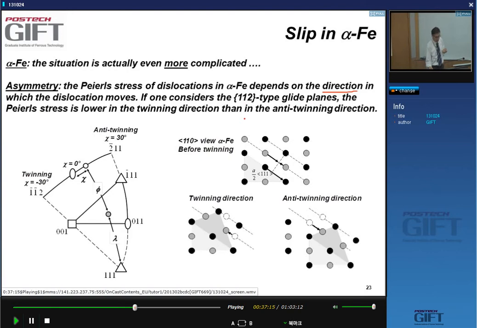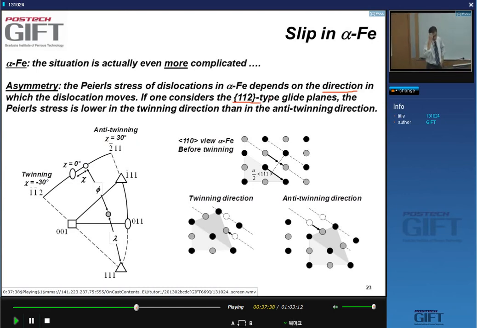Yes? So that's a violation of Schmid's law, which doesn't say that. And it doesn't hold for gamma iron. There, it doesn't matter whether you go in this direction or in this direction, same value. In particular, you can see this when you look at 112 glide planes.